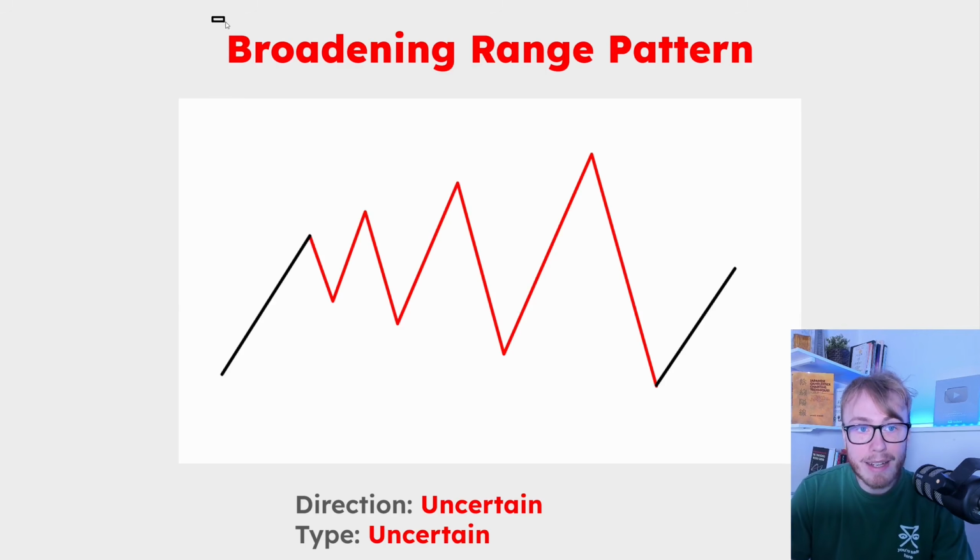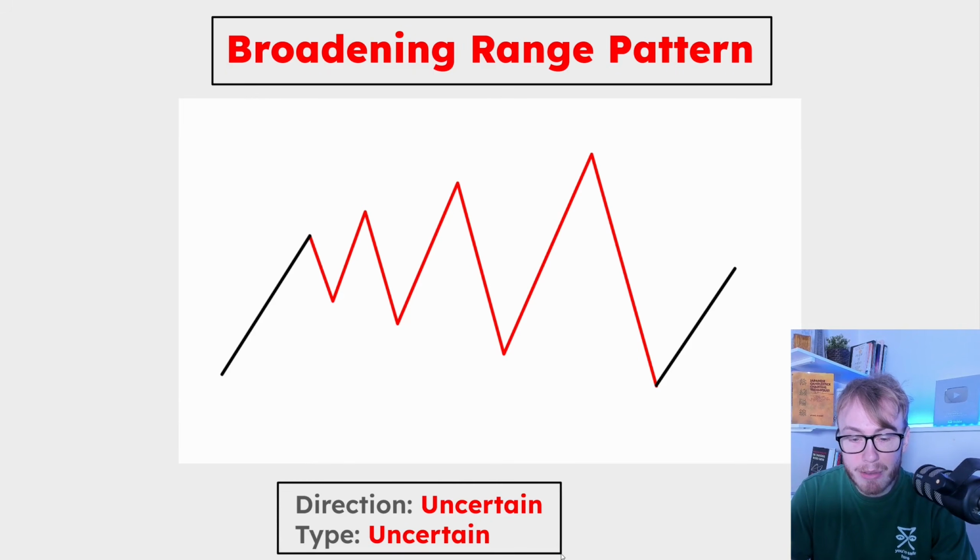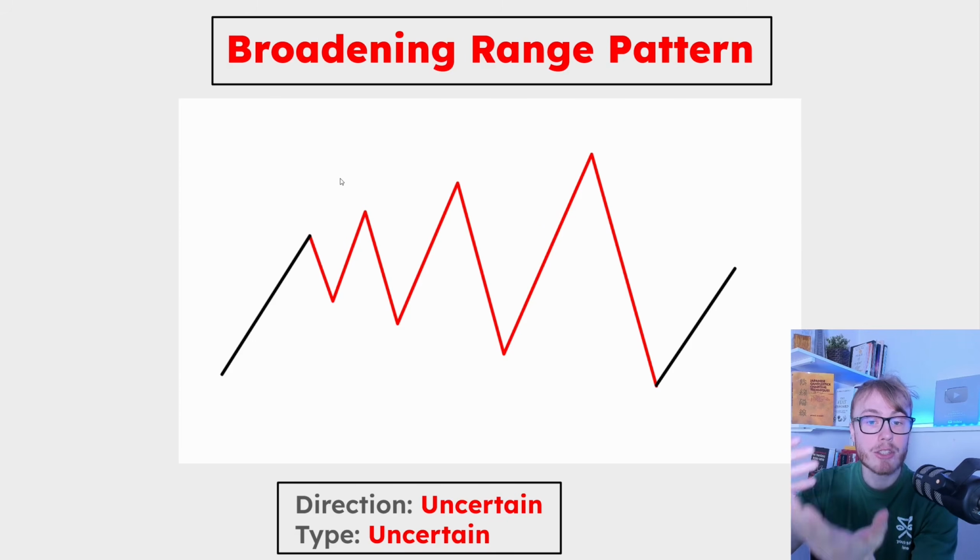And now, while we are at it, let's take a look at yet another red pattern. This one is the broadening range pattern. As you can see, for this pattern, I have both the direction uncertain and also the type uncertain. So one could argue that this one is even worse than the symmetrical triangle. Or in other words, this pattern is super hard to trade. But that is one big reason why this pattern is so important to identify. As a trader, it's important to identify the patterns you want to trade, but it's also important to be able to identify patterns you don't want to trade.